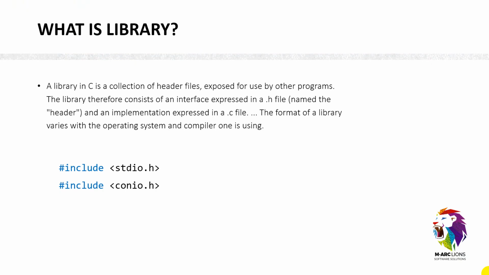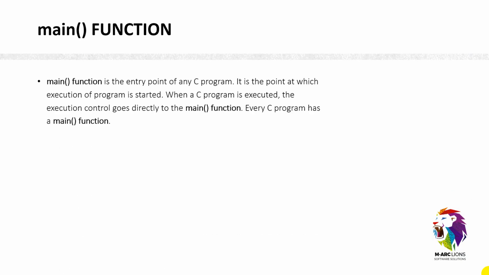After including header files, we are going to learn what the main function is. The main function is the entry point of any C program. It is the point at which execution of the program starts. Whatever code you have written outside the main function, or after the main function, is not going to run. The only code which is written in the main function is going to run. When a C program is executed, the execution control goes directly to the main function. Every C program has a main function. And how to write it? Using just main, then brackets, and then curly braces.